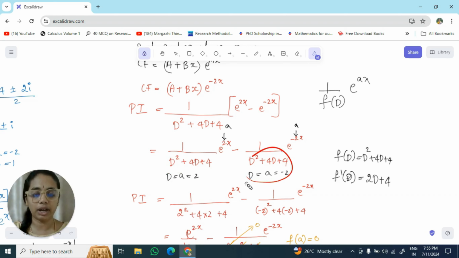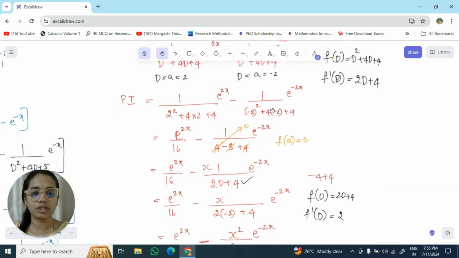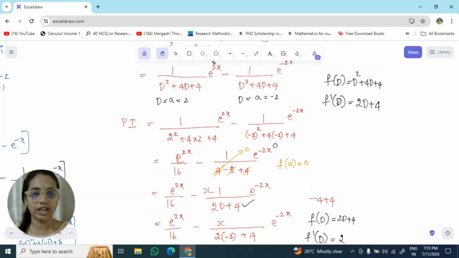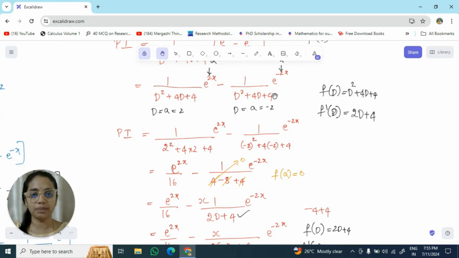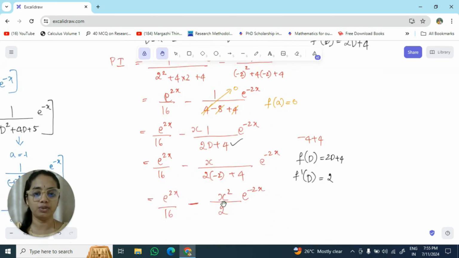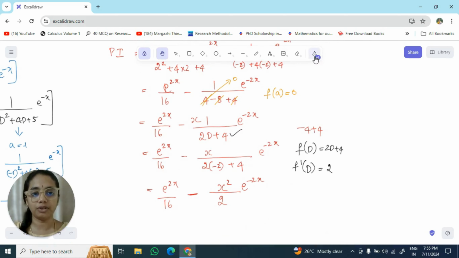But in the second term, what happened? While we were substituting, we saw that the denominator term was 0. Since the denominator term was 0, we went back to the previous step and differentiated the denominator term. We wrote it. The denominator you have differentiated, and multiply an x to the numerator. After doing that, again substitute the value of a, that is negative 2, in all the steps.